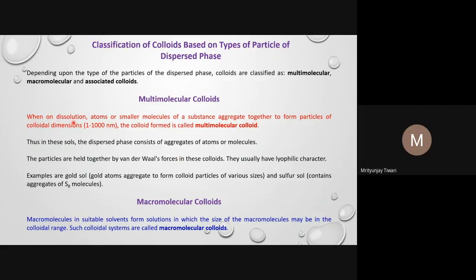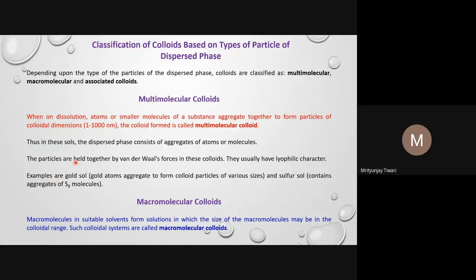On dilution, atoms or smaller molecules of a substance aggregate together to form particles of colloidal dimension. These larger particles should be of colloidal dimension, that is between 1 to 1000 nanometers. The colloids thus formed are called multimolecular colloids. Thus in these sols, the dispersed phase consists of aggregates of atoms or molecules. These aggregates of atoms or molecules are the colloidal particles.